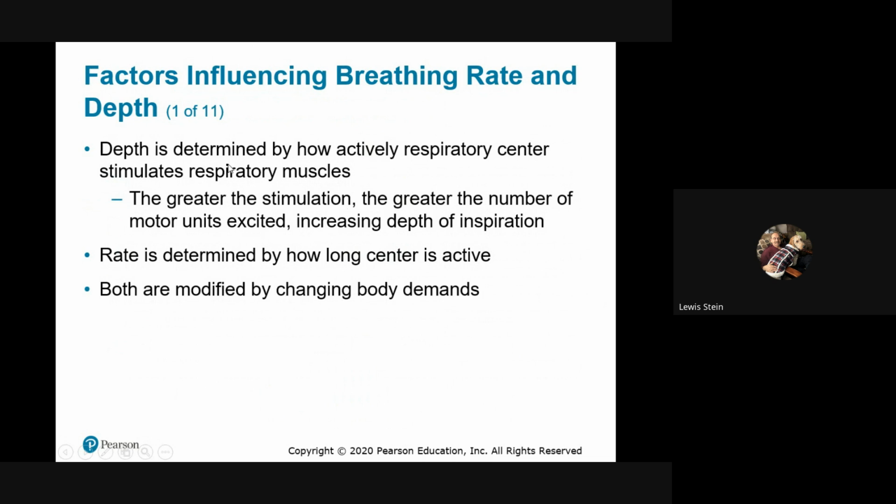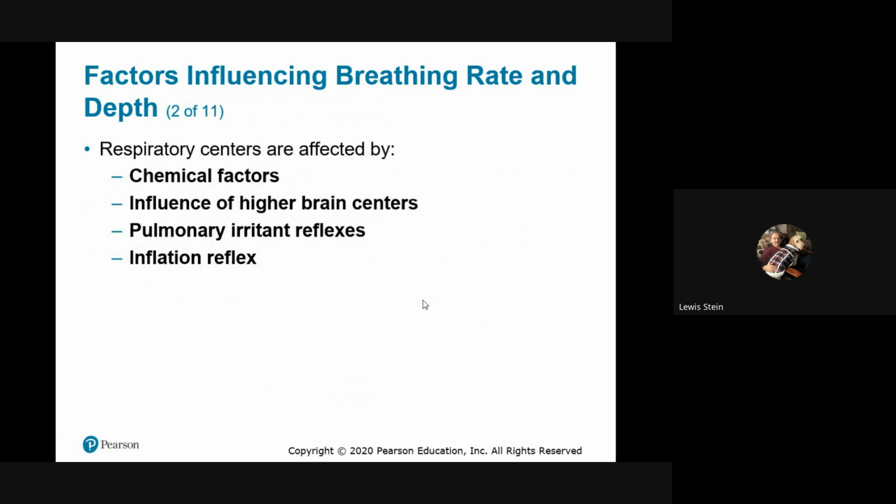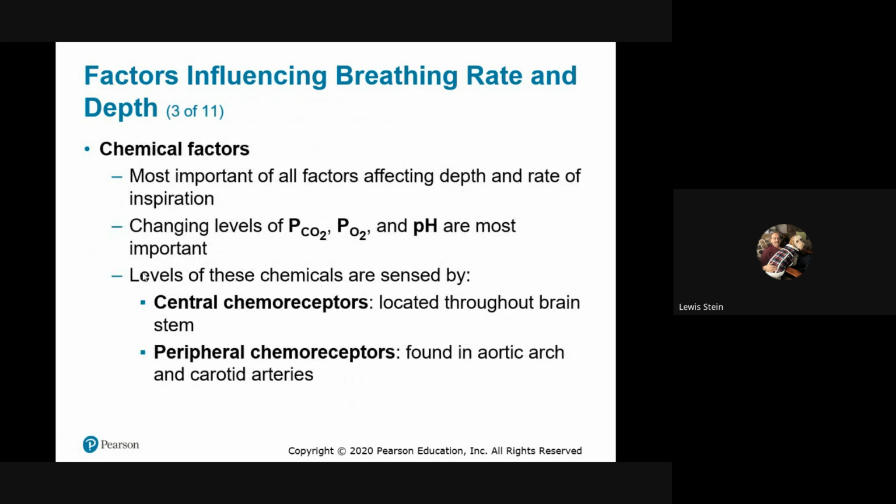Okay, and again, depth is determined by how actively it is being stimulated. Do I have to breathe more aggressively in or out? All of those change according to body demand. Sleeping, you have less. Activity, you have more. These are the factors that influence it: chemicals, higher brain centers, irritants, even inflation. This is where it involves stretch receptors. Most important factors, not in order.